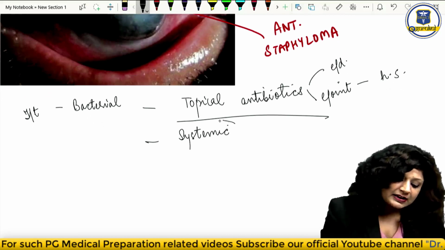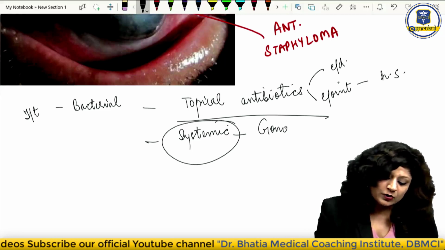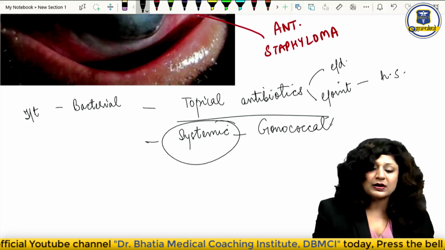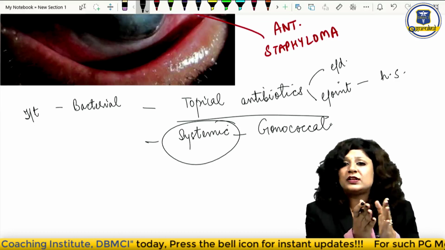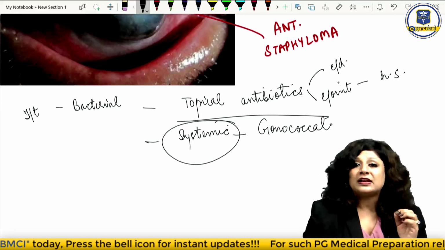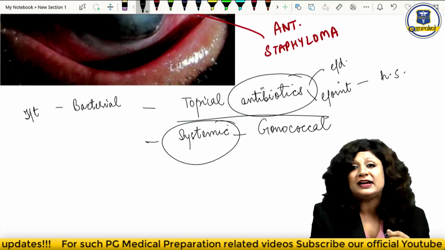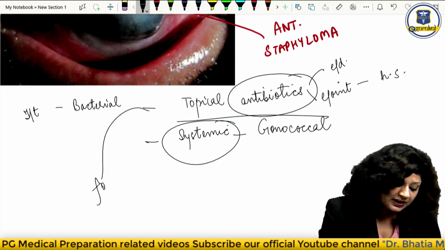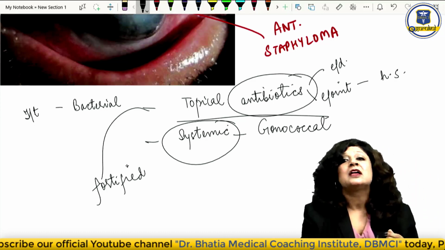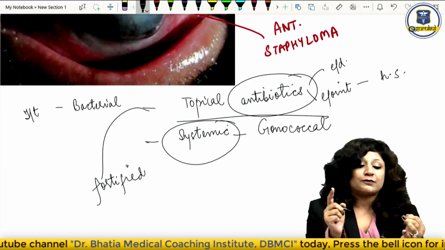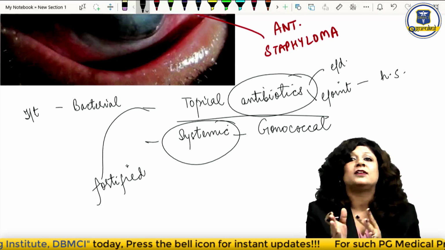Now, systemic antibiotics we have to give only for purulent bacteria. For example, if it is caused by the gonococcal bacteria, then yes, we have to give the systemic coverage also. Otherwise, only the topical coverage will do. Now another important thing, which antibiotics do you have to give? You have to give the fortified antibiotics. What is the meaning of fortified? We are actually increasing the concentration of these antibiotics by fortifying them. We have to give coverage for gram positive as well as gram negative, aerobic and anaerobic.